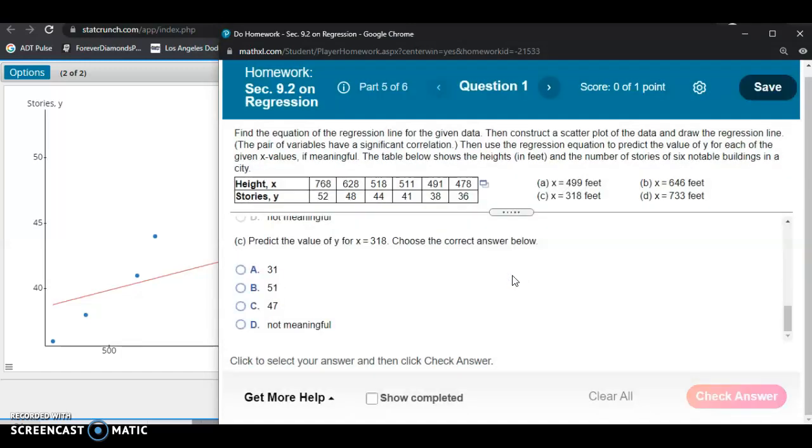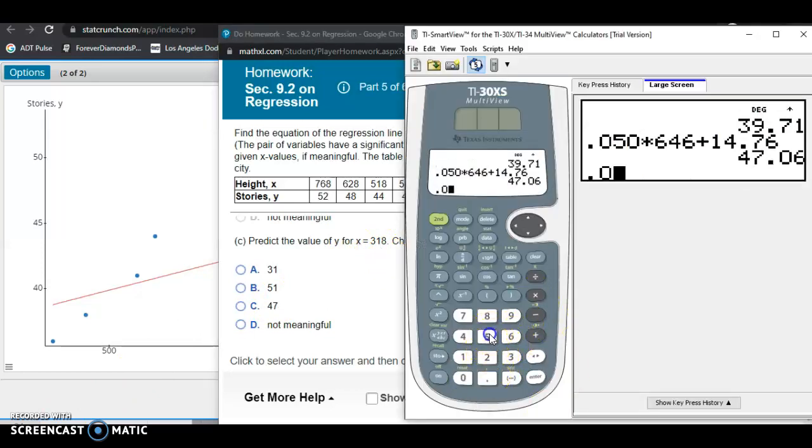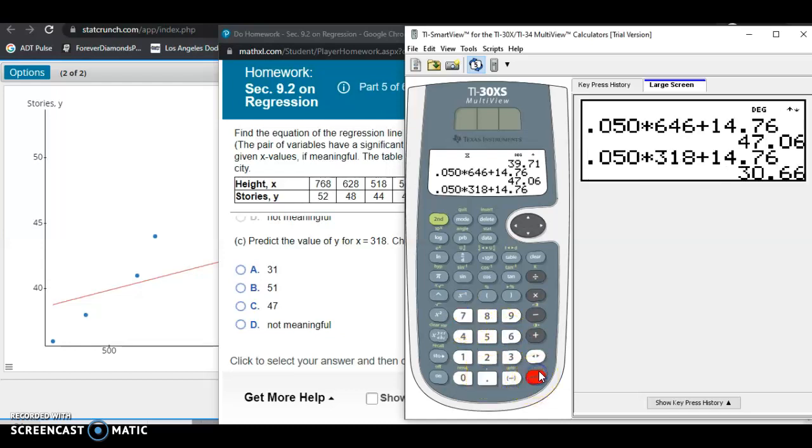All right, and then lastly, we're going to make one more prediction. Predict the value of y for x equal to 318, and then choose the correct answer. Okay, so we can go ahead and plug that in. Okay, so 0.050 times 318, plus 14.76. Okay, if it's rounded to the nearest number, this building that's 318 feet tall should be approximately 31 stories.